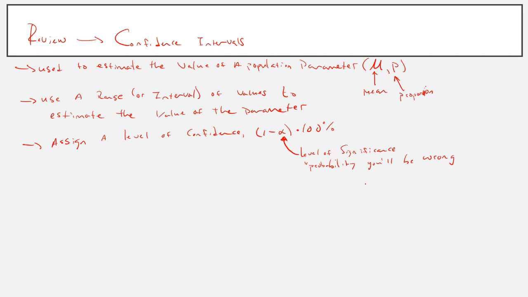Okay, because in statistics, you're never going to be 100% right because you're taking a sample. But then we had some common levels of confidence. We had 90% confident, 95% confident, and 99% confident. So if you're going to be 90% confident, how often are you going to be wrong?